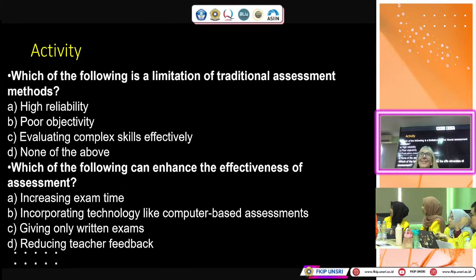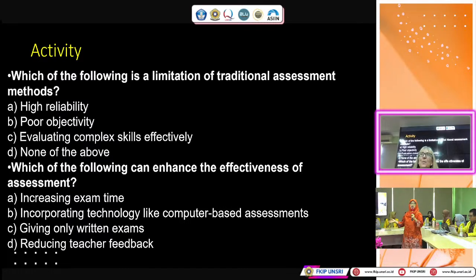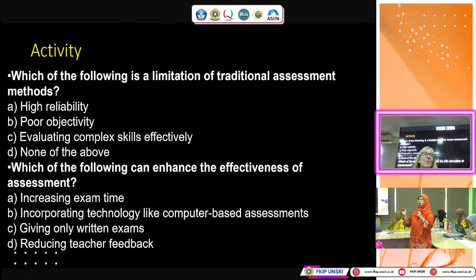Question number 1, which of the following is a limitation? Which one? Is it high reliability, poor objectivity, evaluating complex skills effectively, or none of the above? Now, which one would be?